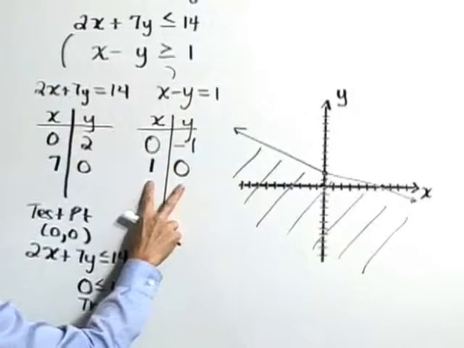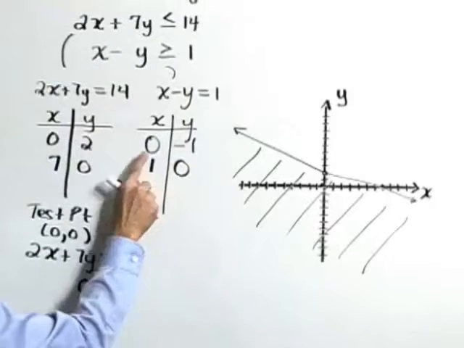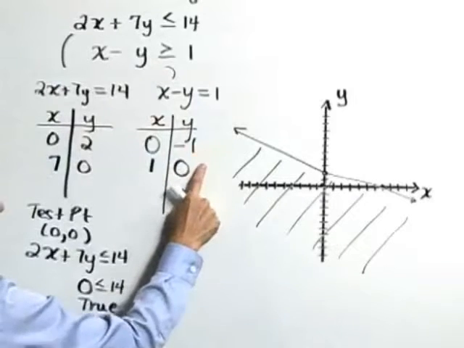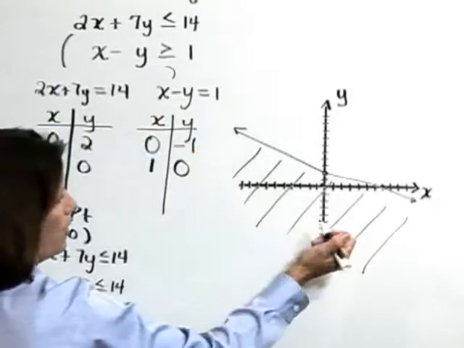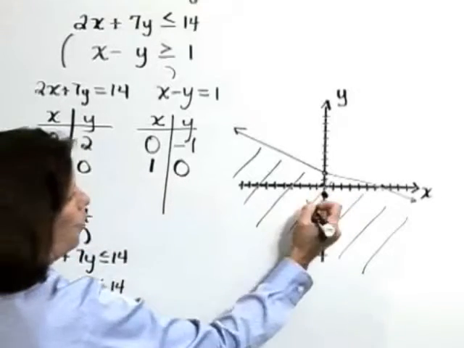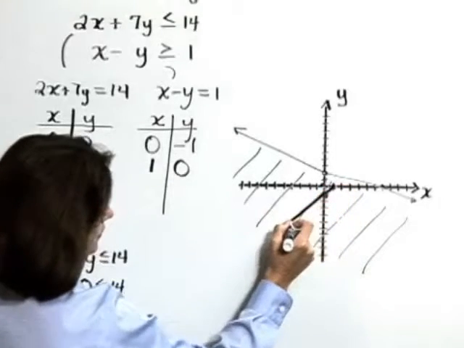Again, we're going to graph this boundary line as a solid line because the inequality has the equal to part in its symbol. So this boundary line goes through the point x equals 0, y equals negative 1, and the point (1, 0) on the x-axis. We'll graph that as a solid line.